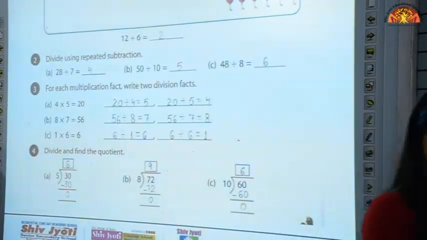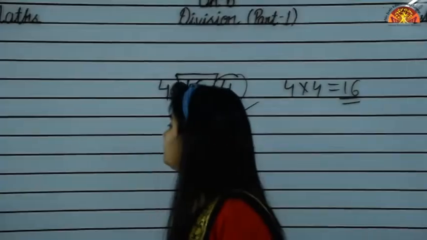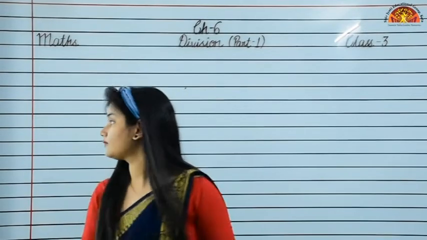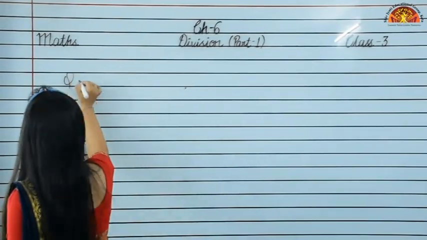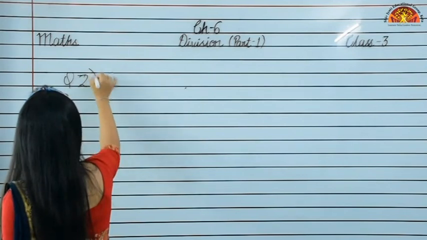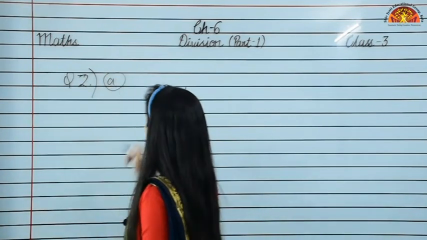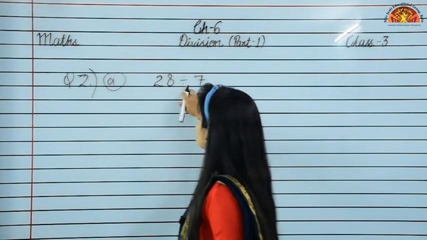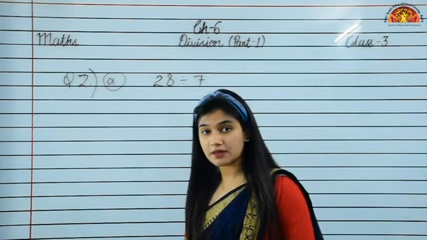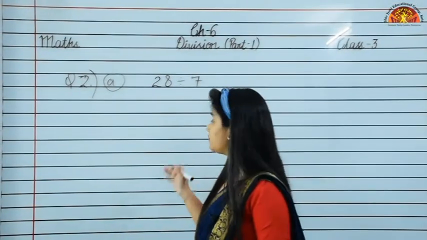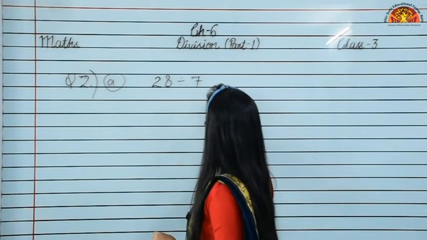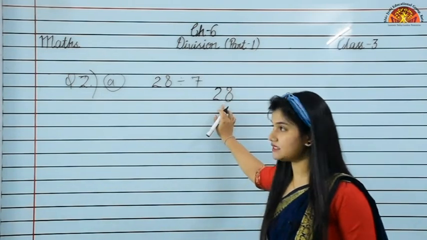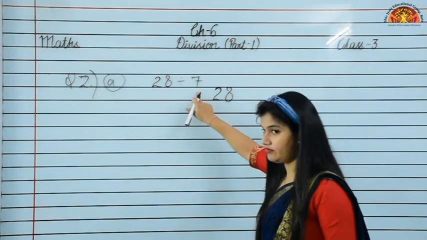So just look here, students. Now we are dividing 28 by 7. Question number 2, A part. 28 by 7. So students, we have to use repeated subtraction. So how can we do the division by using repeated subtraction? First of all, we have to write 28, that is dividend. पहले हमें dividend को लिखना है as it is. Then we have to subtract 7, that is divisor.